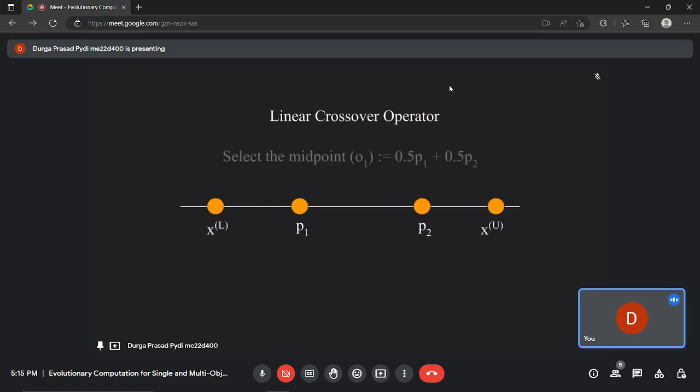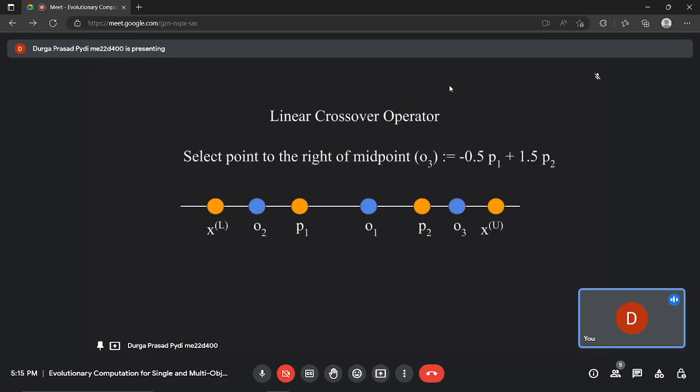The first step is to determine the midpoint of P1 and P2. Once you select that, in the linear crossover operator what you're essentially trying to do is get 3 points. One point you get at the midpoint of P1 and P2. The next point will be on the other side, to the left of P1, and you select a third point to the right of P2.